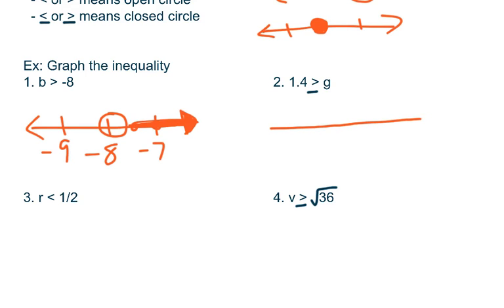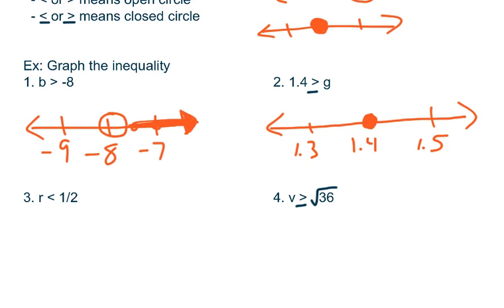1.4 is greater than or equal to g. Okay, so I'm going to get my number line here. 1.4 will go in the middle, 1.5 here on the right and 1.3 on the left. I'm just going by tenths; it just seems most logical to me. At 1.4, I'm going to have a closed circle because it's "or equal to."